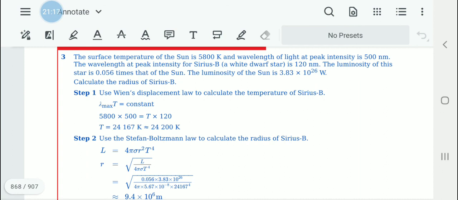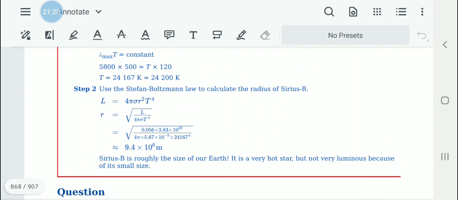Then we use Stefan Boltzmann law to calculate the radius of the Sirius B. We have 4 pi sigma r squared T to the power 4. Then we make R the subject, square root L upon 4 pi sigma T to the power 4. We know L, that is 0.056 times the sun's luminosity. So we multiply that by 0.056, our sun's luminosity, divided by 4 pi, which is a constant. Sigma is a constant. It has a value of 5.67 into 10 to the power minus 8, multiplied by T to the power 4. We found the T value.